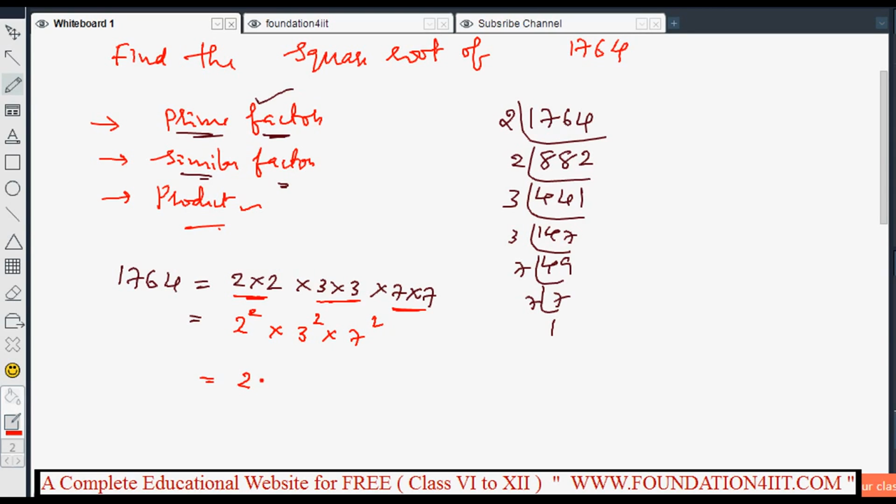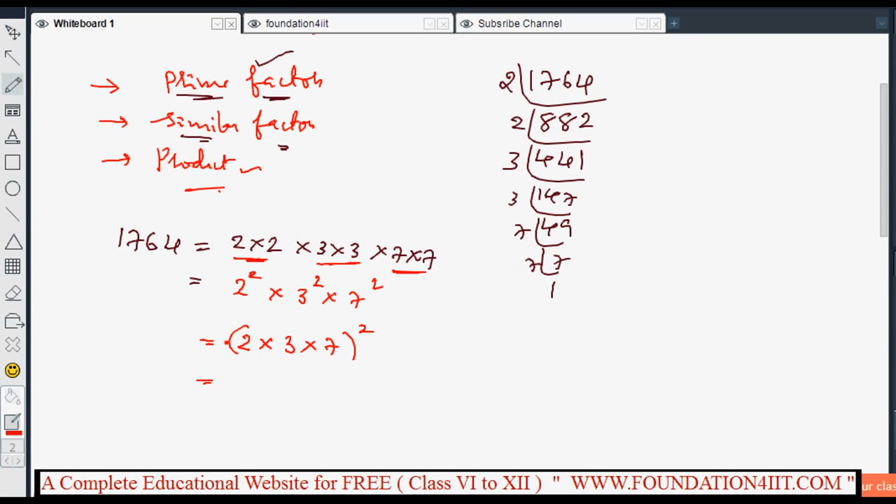So out of the pair of 2s, one 2 I am taking. Next, 3 into 3, one number. 7 into 7, one 7. So overall, a single square you can write. That gives the square root of the given number. If you multiply 2 times 3 it is 6, and 6 times 7 is 42. So 42 whole square. Therefore the square root of 1764 is equal to 42.